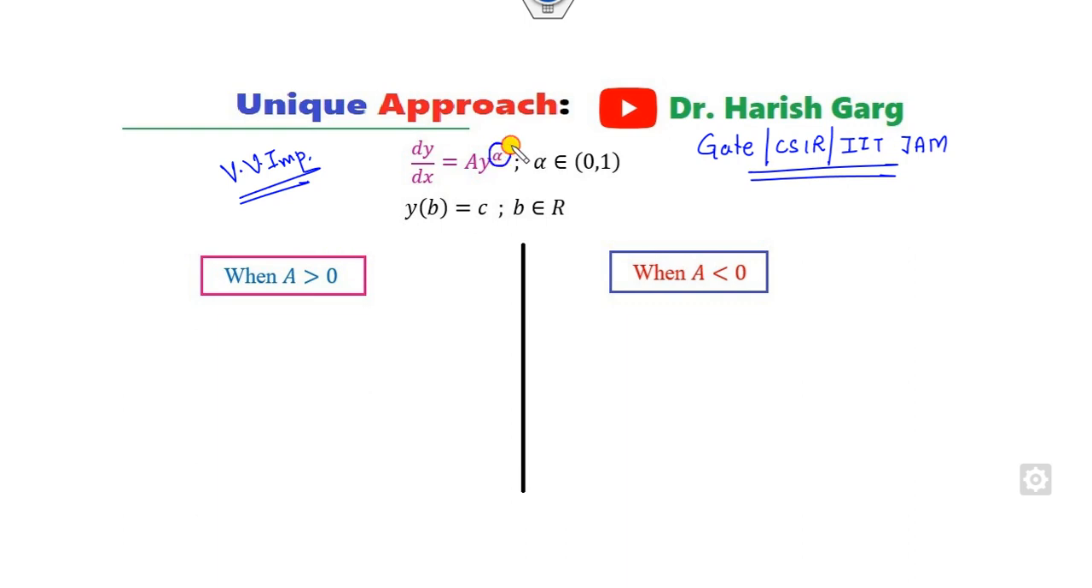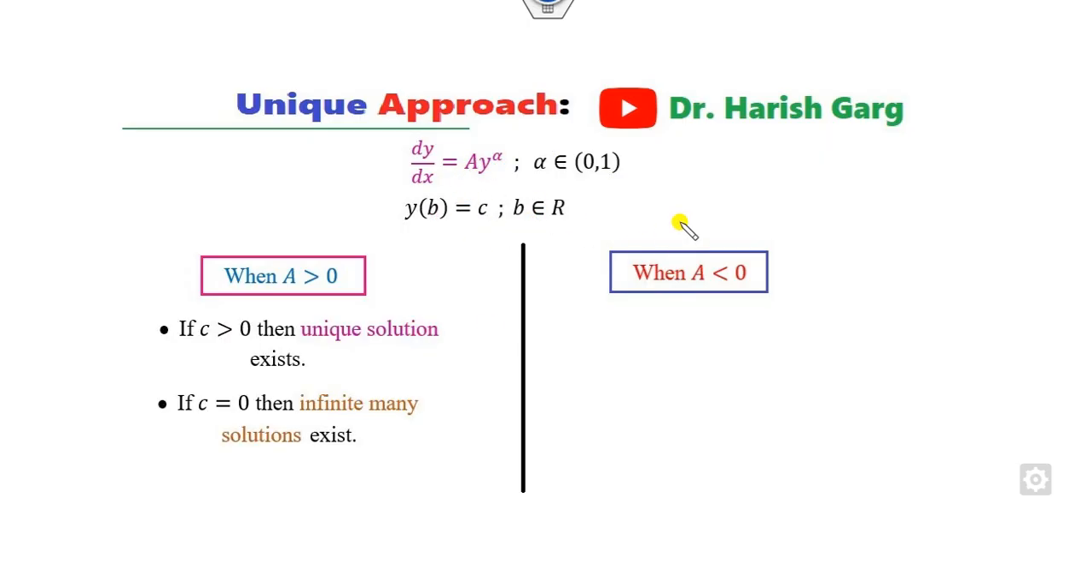Suppose alpha lies between 0 and 1, and B is any real number. Then there are two cases, whether A is positive or negative. If A is positive and C is 0, then you have infinitely many solutions, and otherwise it's a unique solution if it is positive. On the other hand, if A is negative, then for C equal to 0 you have a unique solution. That is the opposite of this case. So based on these shortcut tricks, I can solve all those questions in a very simple manner for you.